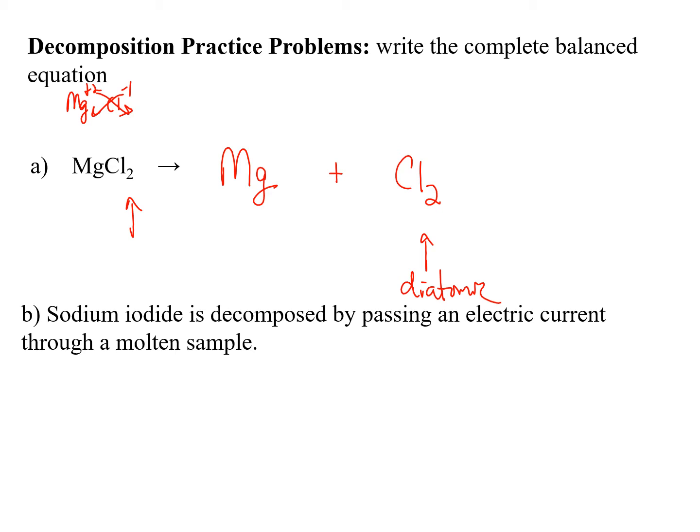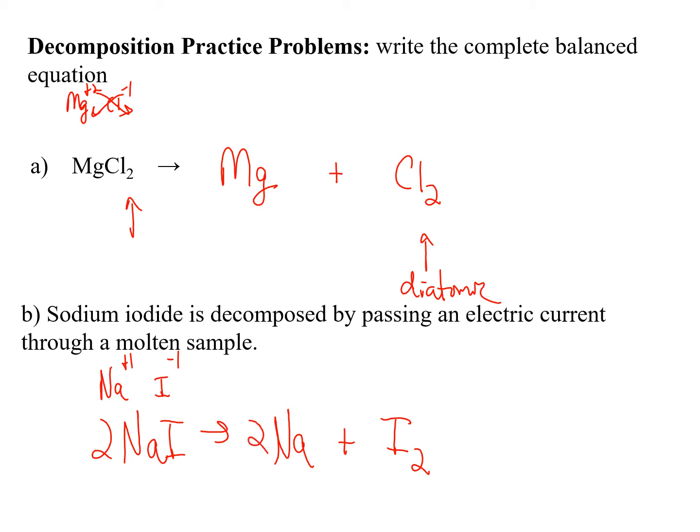All right, now let's try a word problem. It says sodium iodide. Well, that's an ionic compound. Sodium is a +1. Iodide is a -1. So we get NaI. Let's break it into its elements. Sodium metal, and I hope you recognize that iodine is a diatomic. Now we have to balance 2 and 2, and we're done.